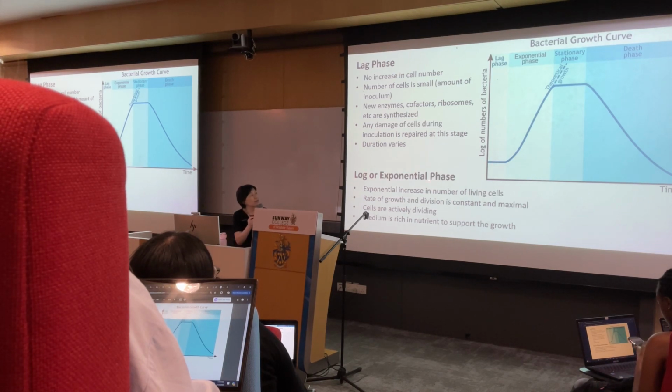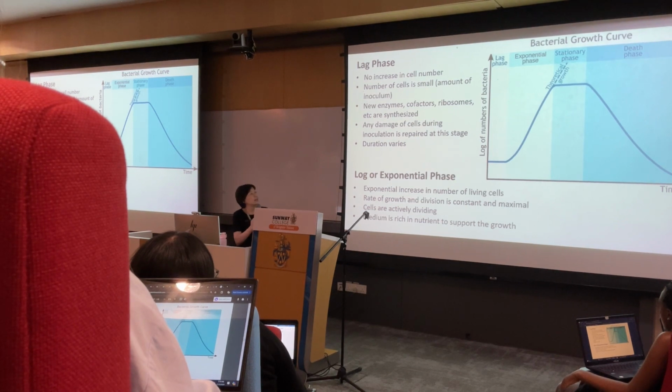Now, you go for log phase. One more thing is that the duration varies in the lag phase, meaning how long the bacterial cells take to be ready to undergo cell division varies around this time. Sometimes it takes a little bit longer for the preparations, and some of them take just a few hours. Some of them take 1 or 2 days.